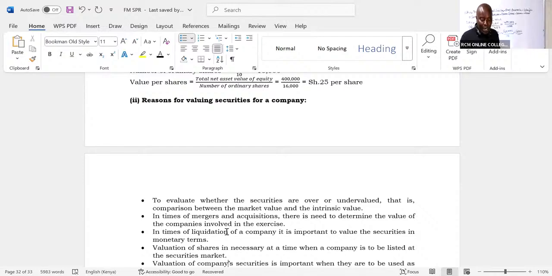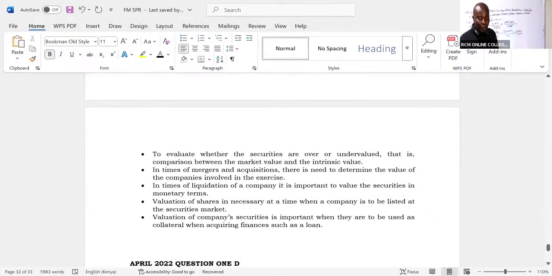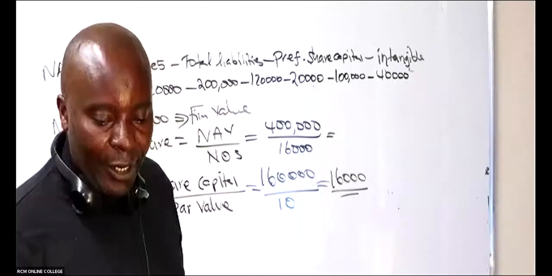We also value shares when we want to go public, when we want to have our company listed at the stock exchange. Valuation of companies' securities is important when they are to be used as collateral. Ladies and gentlemen, I want to believe I've given you the basics that you needed in this case to be able to now value this organization. The only thing I haven't yet done, I'll be coming back to this later.